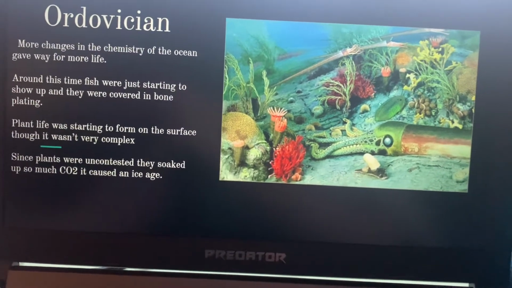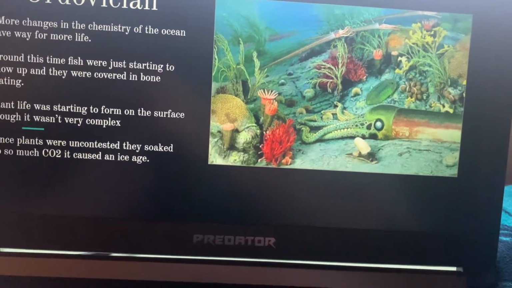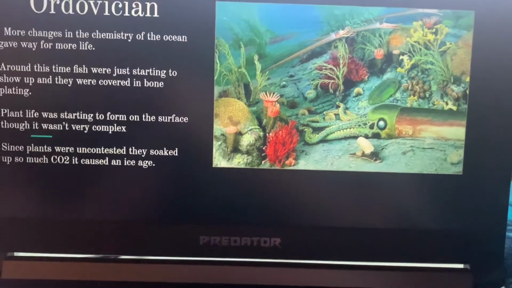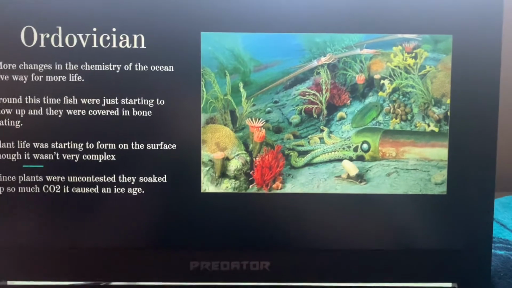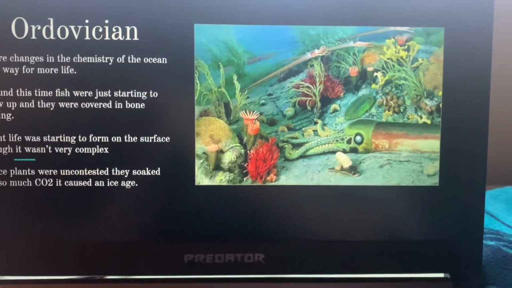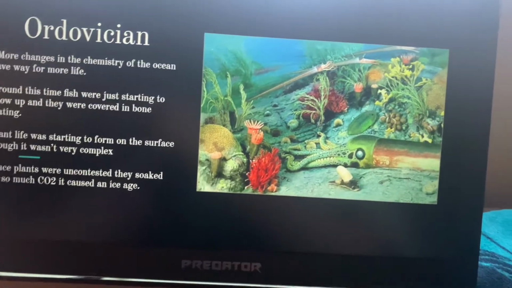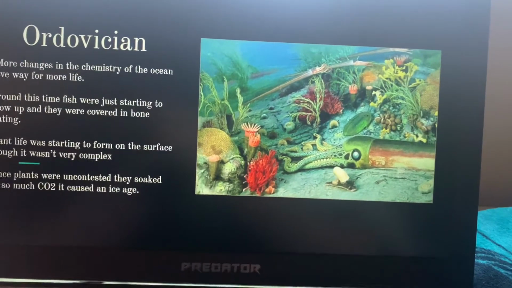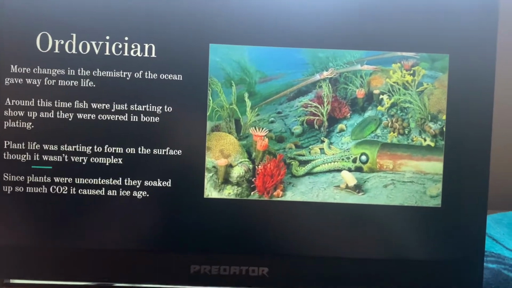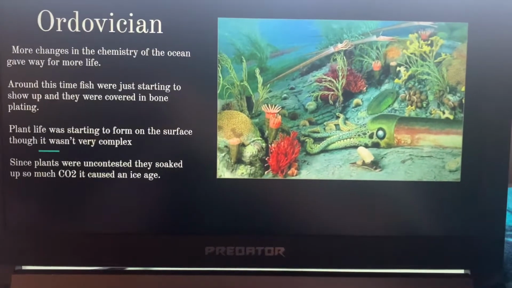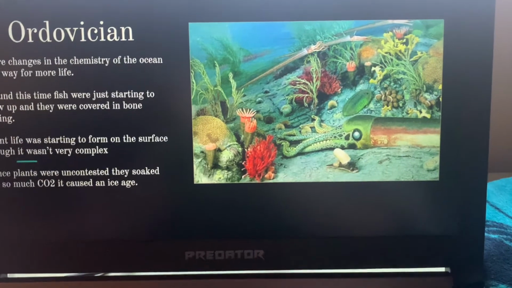Land life sort of was established at this time. By life, I mean there was a small plant that grew on land, and it was pretty uncontested, so it covered a lot of the earth. But the ocean life at this time was just becoming more complex. It was developing. You start to see these big pointy squid-looking things, and fish and vertebrates were starting to emerge.